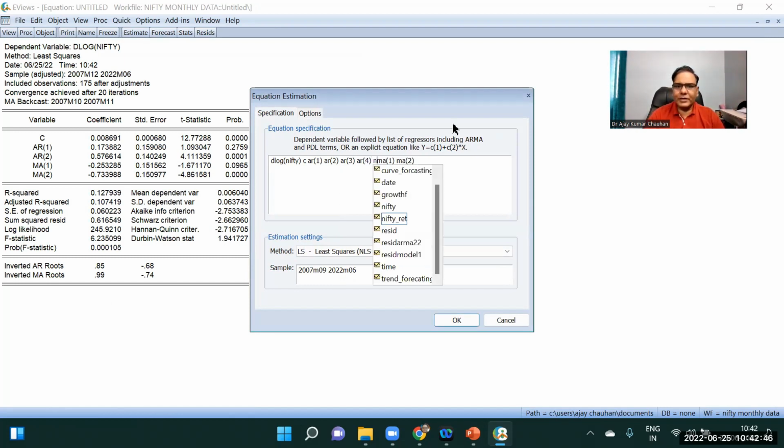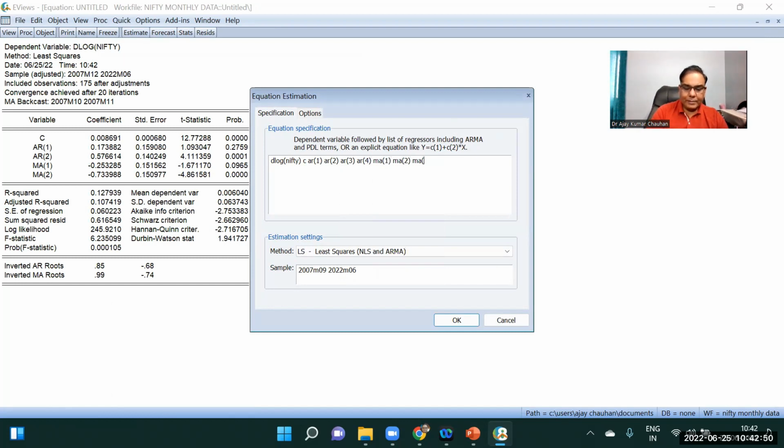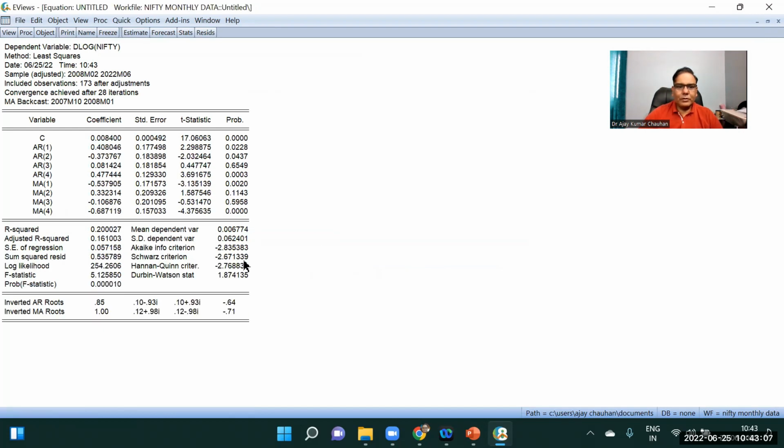Similarly, I can go to MA3, MA4. So now I'm modifying the model and we'll check this value, the R square and AIC. Now it is minus 2.75. So it is decreasing. Now it is minus 2.83. It is 20%. So we can say this model is much better as compared to the previous one.